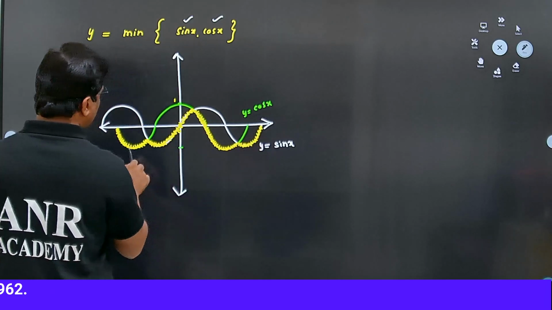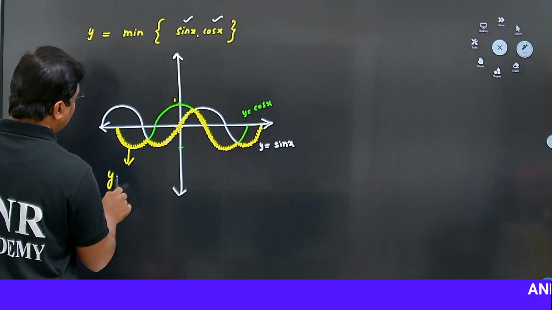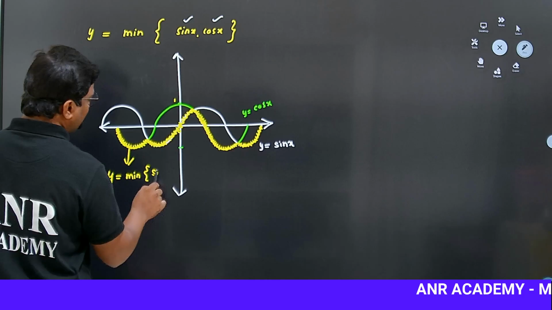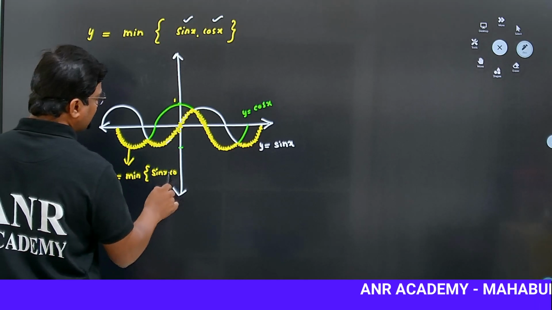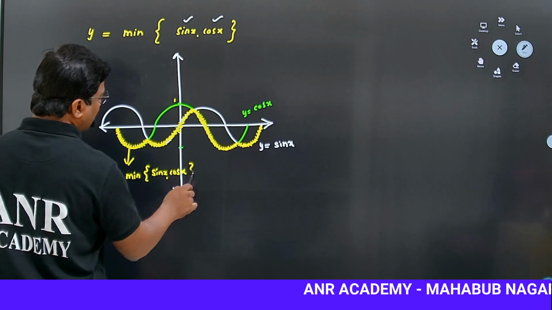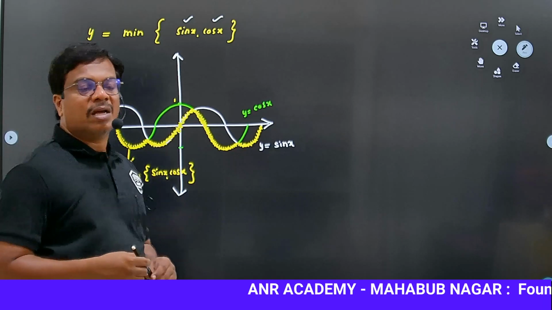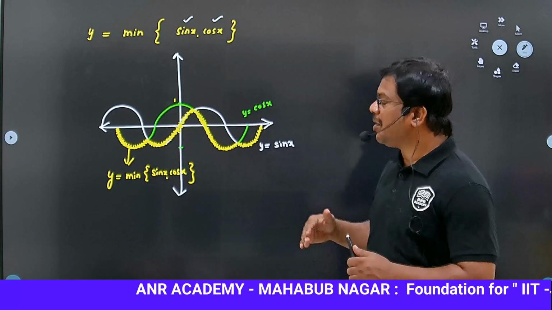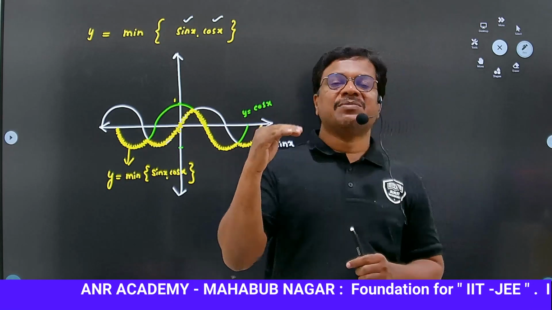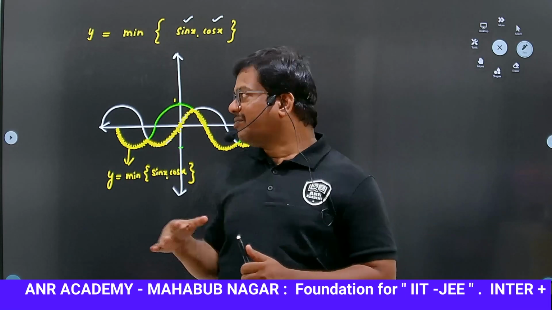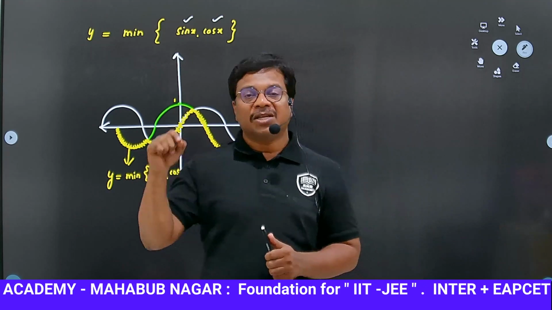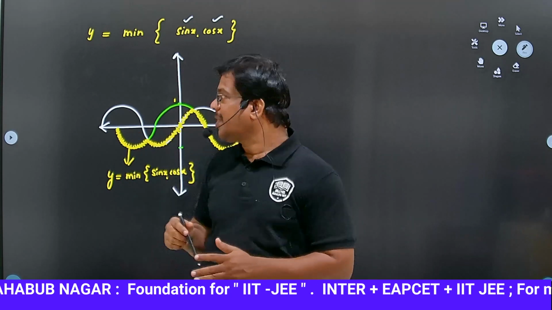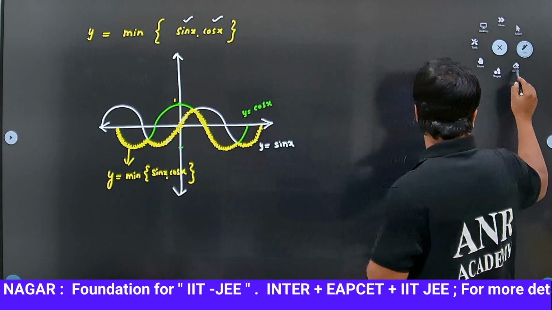So this is the graph of y equal to minimum of sin x comma cos x. Okay. To get the maximum of sin x cos x, you have to select the maximum portion. The graph which is defined, that should be maximum compared to these two. Let us discuss the next example.